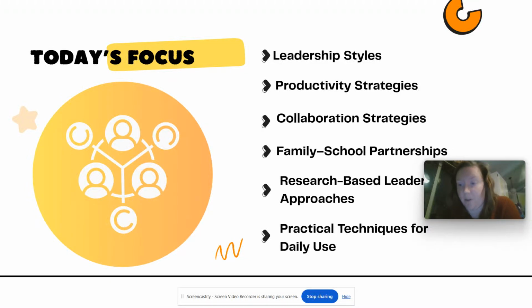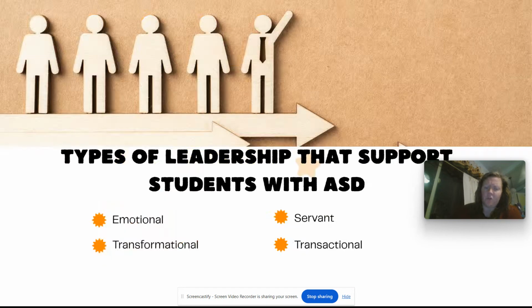But today's focus of what the slides are going to be: leadership styles, productivity strategies, collaboration strategies, family and school partnerships, research-based leadership approaches, and practical techniques for daily use. So what are types of leadership that support students with autism? There are 4 types that we're going to talk about: emotional, servant, transformational, and transactional.